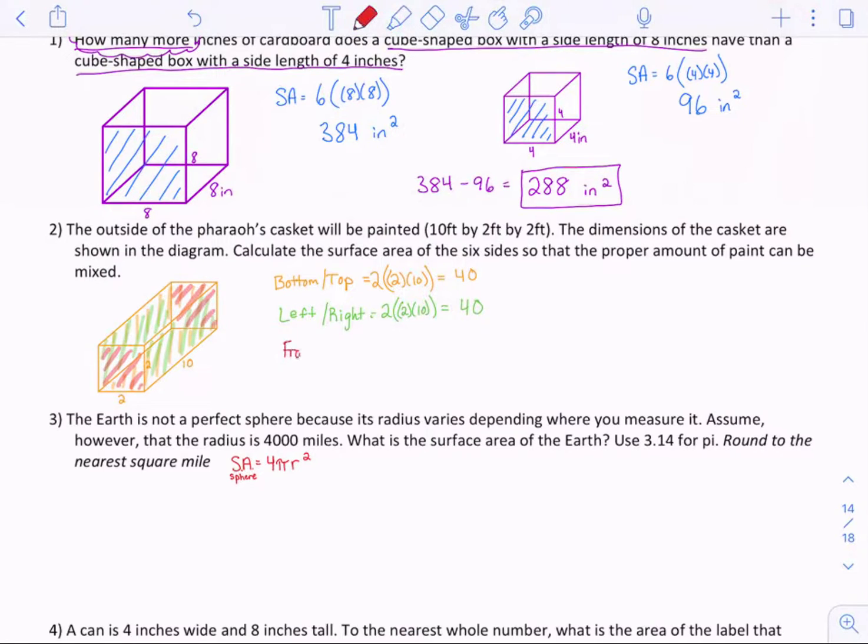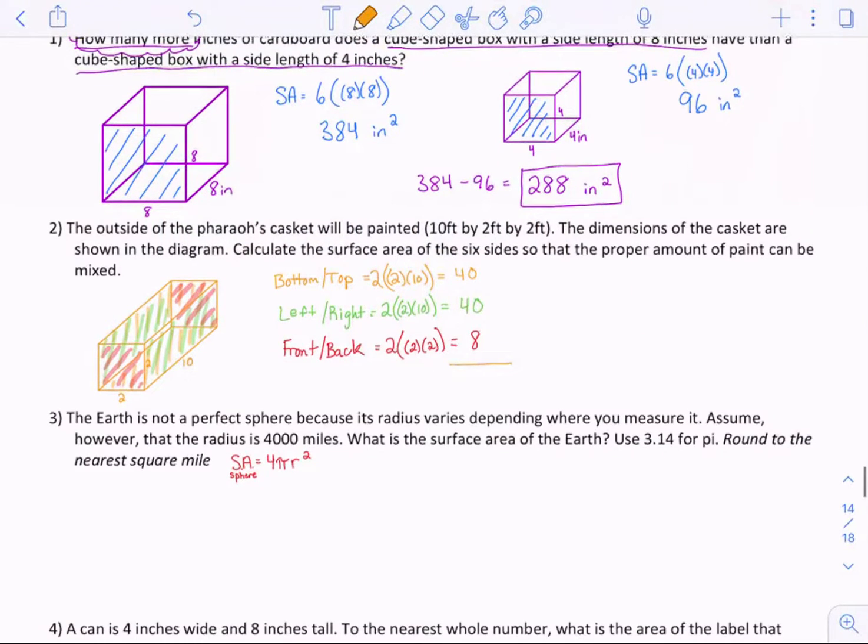So the front and the back, the front is a square. They are just the 2 by 2s. That's right. 2 times 2 is 4, times 2 is 8. So then my total surface area here would be 88. And since we're talking about feet, this is square feet. Square feet. That's how much paint you would need.